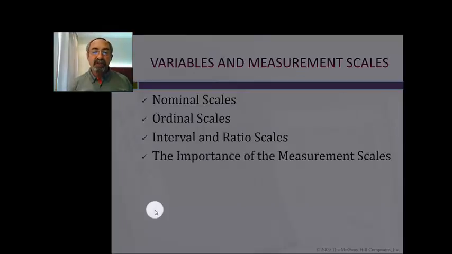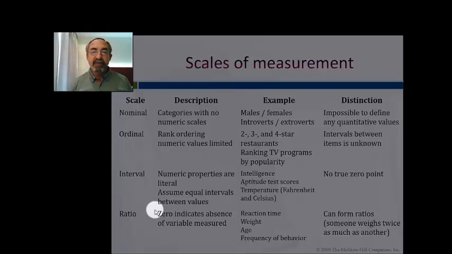We already talked about the different variables and the measurement scales, the nominal, ordinal, interval, and ratio, and it's important to make sure you use the specific test for those particular elements. Here again are the different scales, and you can see for nominal we have examples of males and females, introverts versus extroverts, just the name, right? No numerical value to it. Ordinal is when we start putting things in order, ranking popular TV shows, those kinds of things. Interval, of course, is an artificial set of scales, such as an intelligence scale, aptitude test scores, temperature.